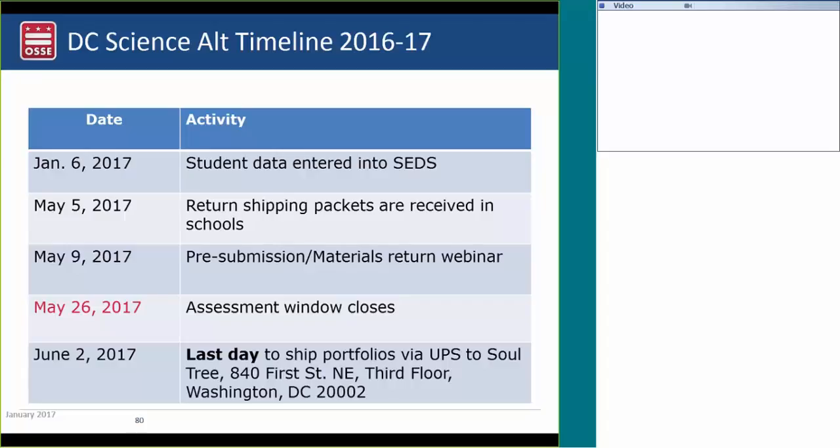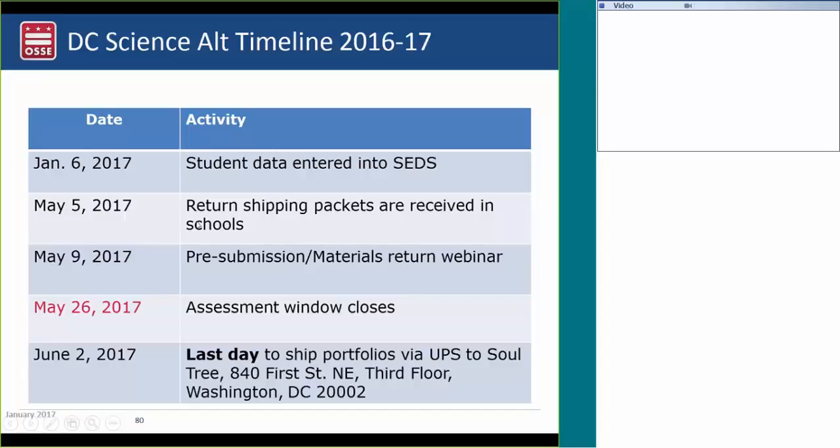So I would encourage you to get going on this as soon as possible for a couple reasons. One, we are not going to be reviewing any portfolio entries from 2015-2016, only stuff being currently developed for this year. Secondly, the sooner you get these done, the less crunch time there is at the very end. May 26th is the last day to collect student data. Then you have a week to ship the portfolios via UPS to Soltree. And here is the address, but that will also be included here.